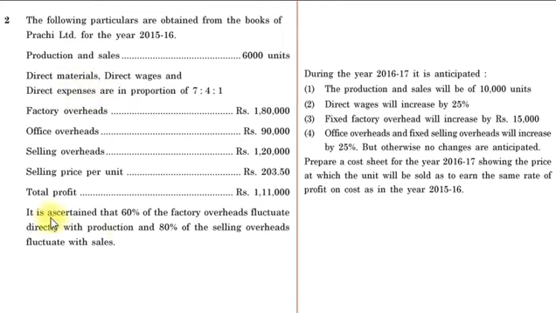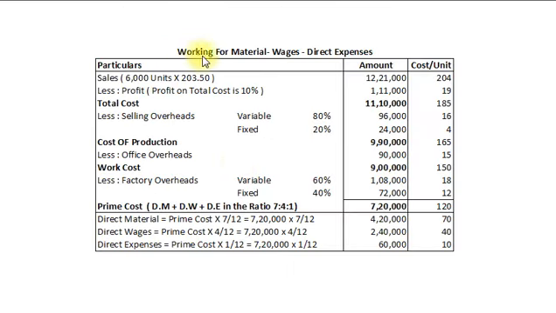Further, we are informed that factory overheads are 60% variable and 40% fixed, and selling overheads are 80% variable and 20% fixed. So first we will prepare the cost sheet for the year 2015-16 but in reverse order to calculate direct material, direct wages and direct expenses, and then we will prepare the estimated cost sheet for the year 2016-17 by giving the following effects. Here is the statement showing working for material, wages and direct expenses.